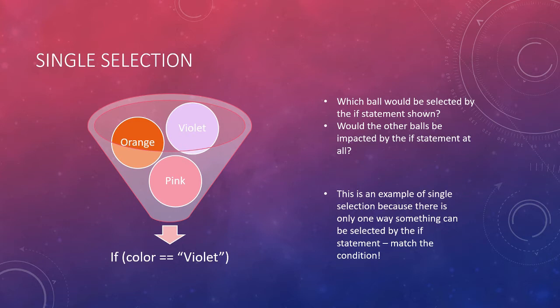Here I have a cone of balls, and I'm looking for the violet ball. That's the one the baby likes. So if I had an if statement, if color equals violet, I would only get a true condition from one of those balls, right? The other balls wouldn't be impacted at all by my checking to see what color they are. I wouldn't do anything with them. But if in my if statement I was going to select that ball and take it out of the cone, then it would be impacted because it would be moved. This is an example of single selection. I'm only going to do something if the ball matches the color, if the condition is true.